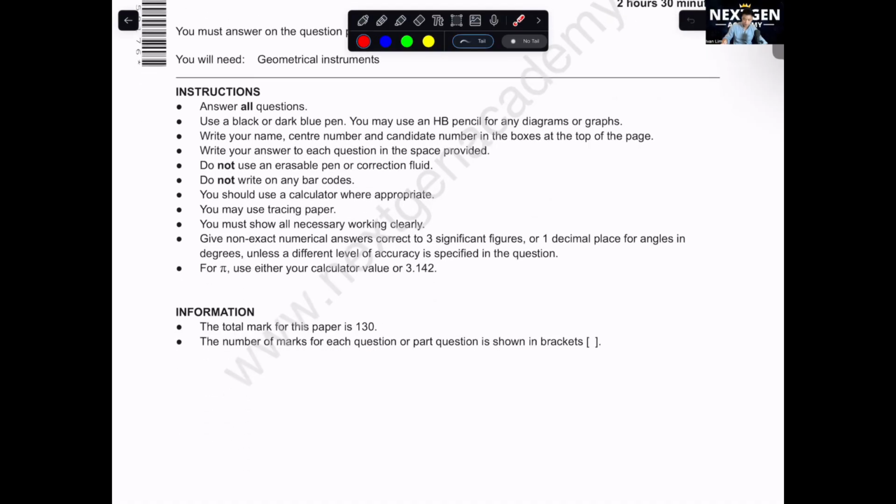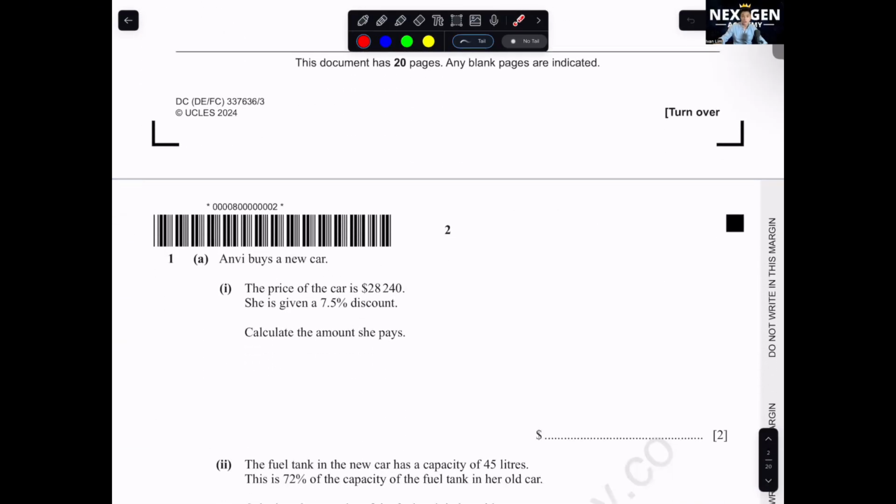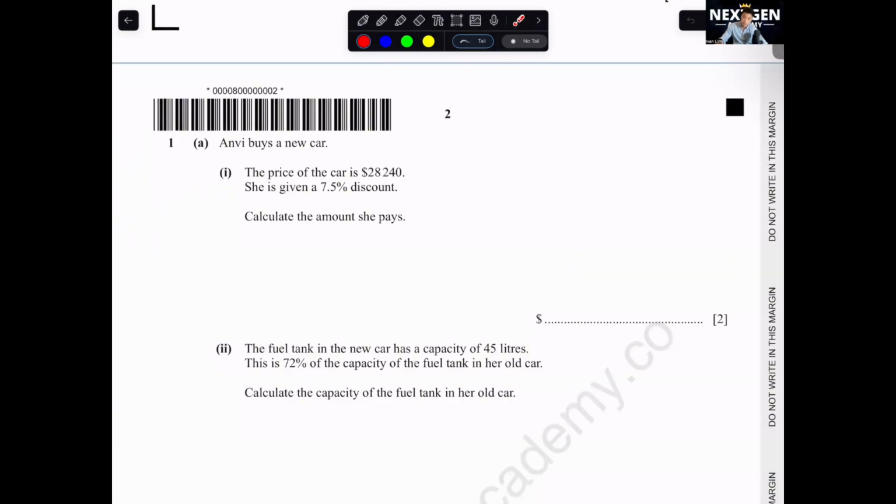So y'all are the first batch of students for this May-June 2025. You all still can practice all of this. Just do it as normal. All right, let's go straight to question number 1.